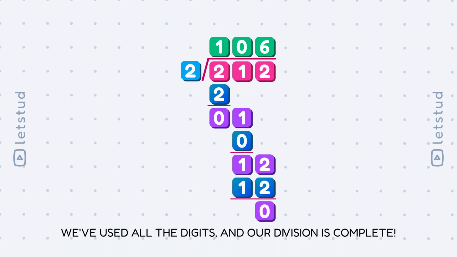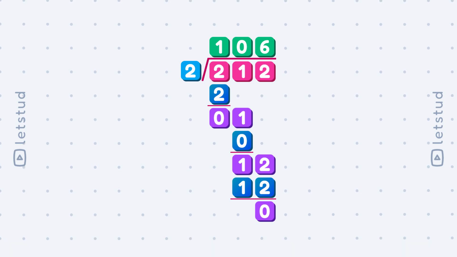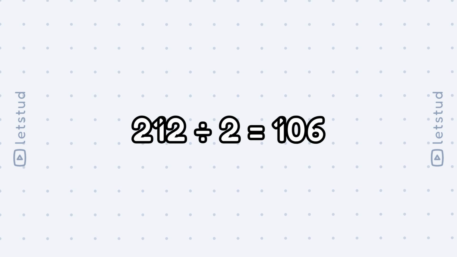We've used all the digits and our division is complete. So 212 divided by 2 equals 106 with no remainder. Great job. We just conquered dividing 212 by 2, step by step. Remember, every division problem can be broken down into smaller, manageable parts. Keep practicing and you'll be a division superstar.